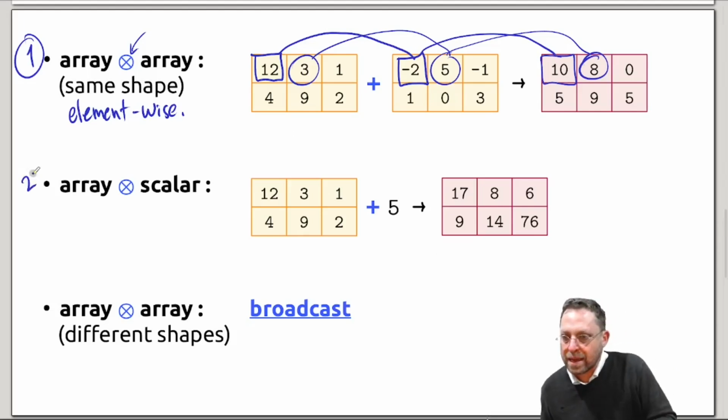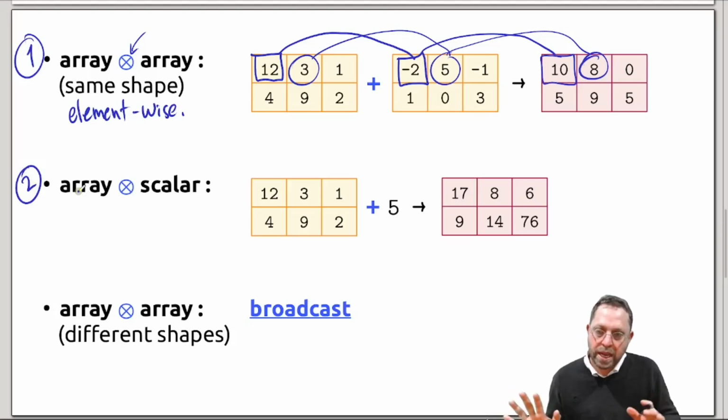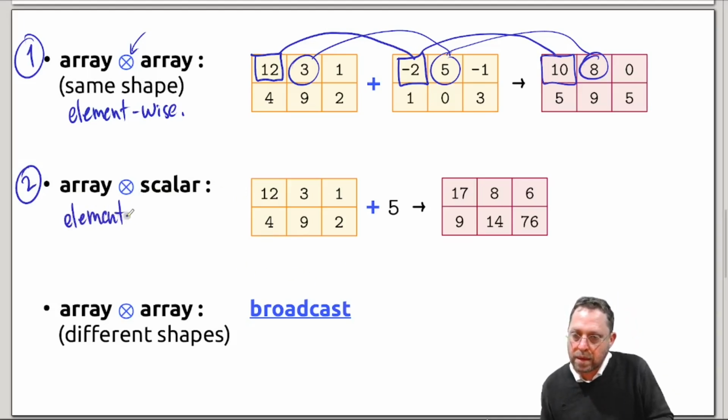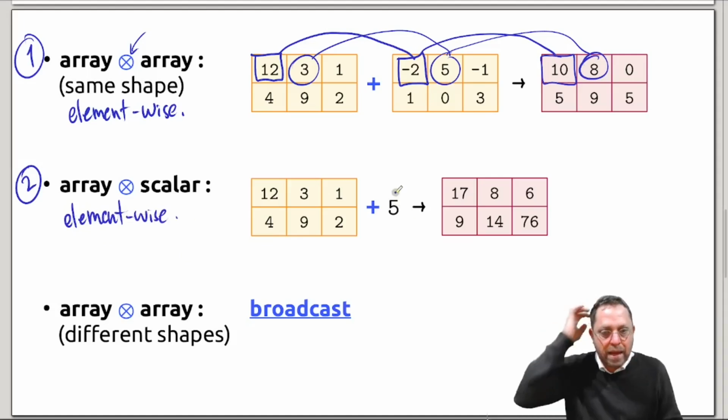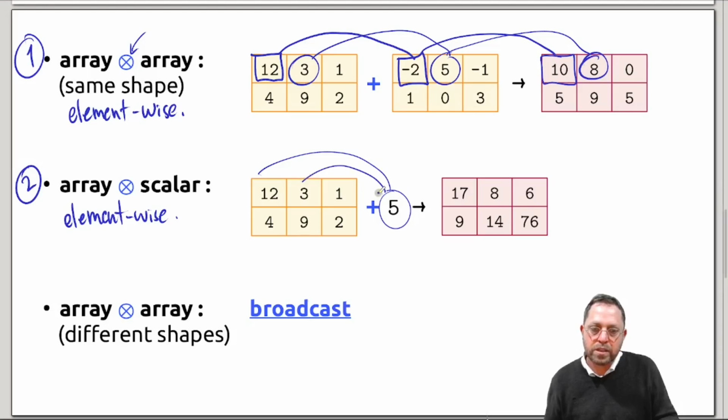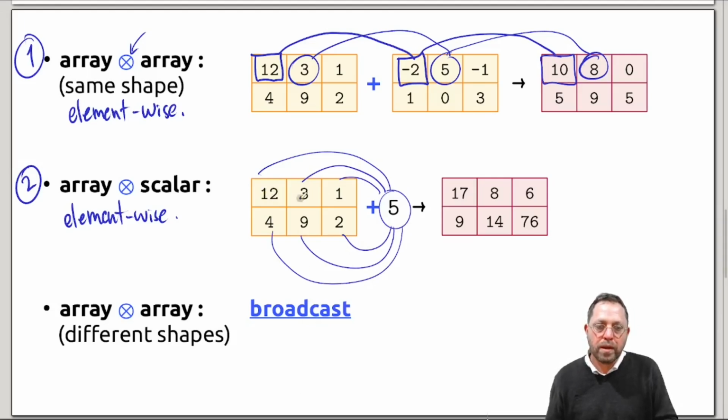Okay, let's go to the second easy case, an array of any shape or size with a scalar. In this case, again, it's going to be element-wise. So it's going to take the scalar and apply the operation to each element in the array. The first element is a 12, plus 5, we get a 17, then 3 plus 5, we get an 8, and so forth. So again, you see, we'll end up with an array that is of the same shape as the array that was involved in the operation.